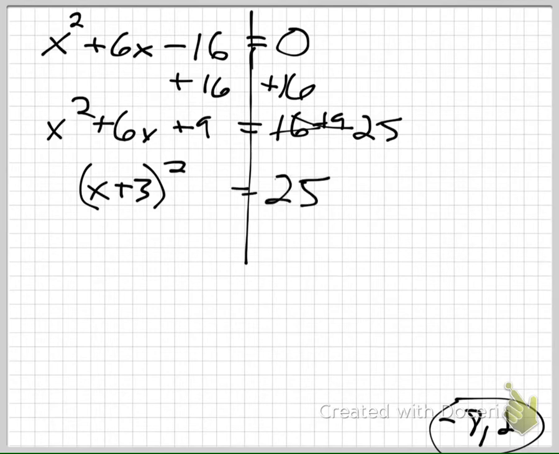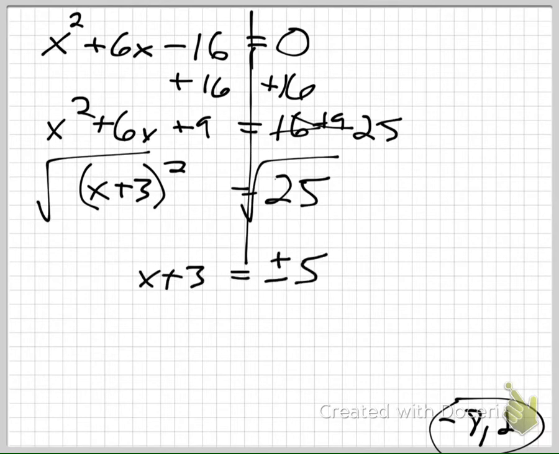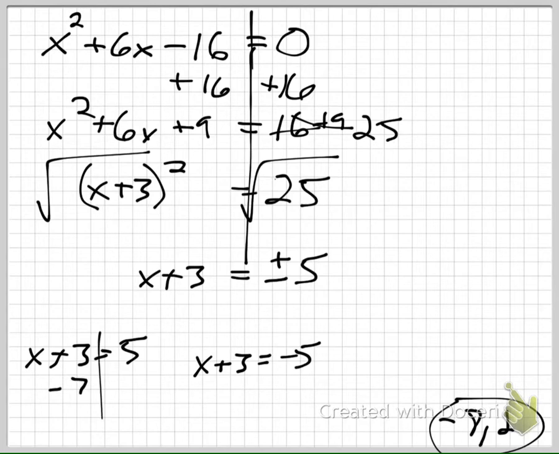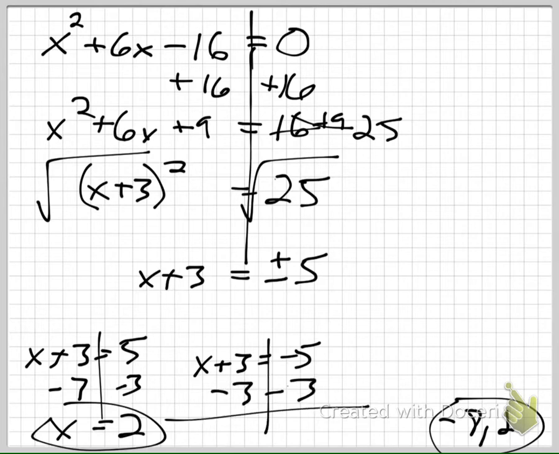What do I do now? Square root: x plus 3 equals plus or minus 5. Now you have to go x plus 3 equals 5, and x plus 3 equals negative 5. Guess what the answers come out to? x equals 2, and x equals negative 8. There they are. Does that make sense? Okay, I'll give you one that is not so straightforward.